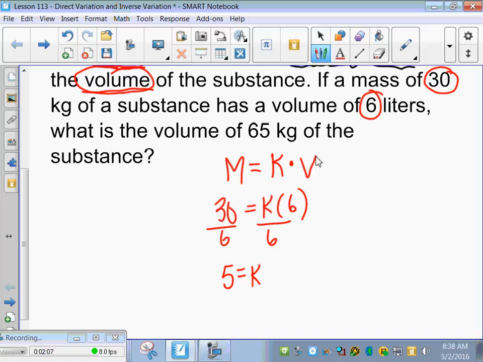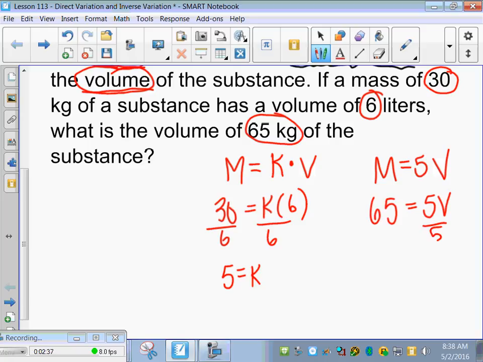All right, so we go back up to our top equation, and we substitute in k. That means no matter what, for the rest of the problem, mass is always equal to 5 times the volume. All right, so now it says, what is the volume of 65 kilograms of the substance? What is the volume? So we're solving for this, which means this is the mass. Okay, so 65 goes in for m, and now we're going to find volume. Divide by 5, and we get 13. Good. And you want to go back and see what your volume units is, and it would be liters.